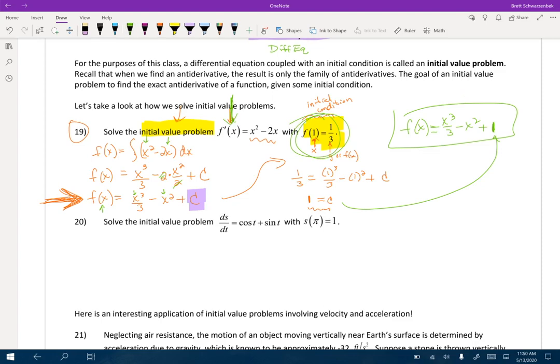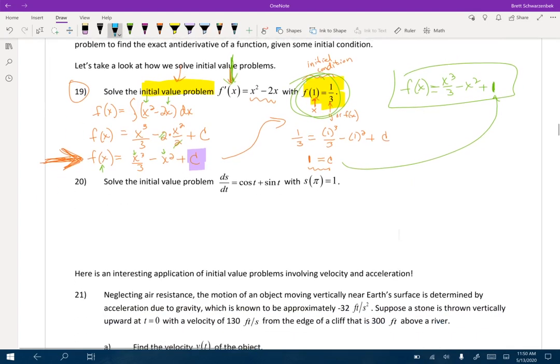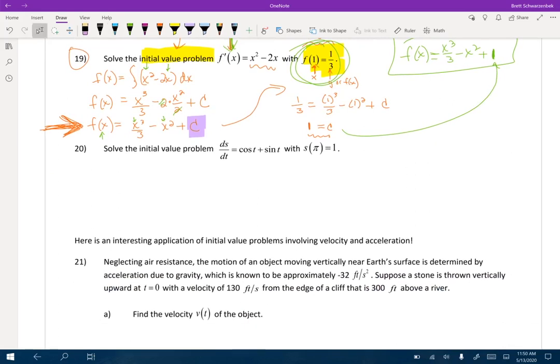Okay, let's try another one. This one's going to be a little trickier because there's trig involved. So solve the initial value problem ds/dt equals cosine t plus sine t with s of pi equal to 1. Okay, just to make things a little bit more simple here, remember ds/dt is the same as s prime of t. So actually I'll write it above it so that it's a little away from the problem. So this is the same thing as that.